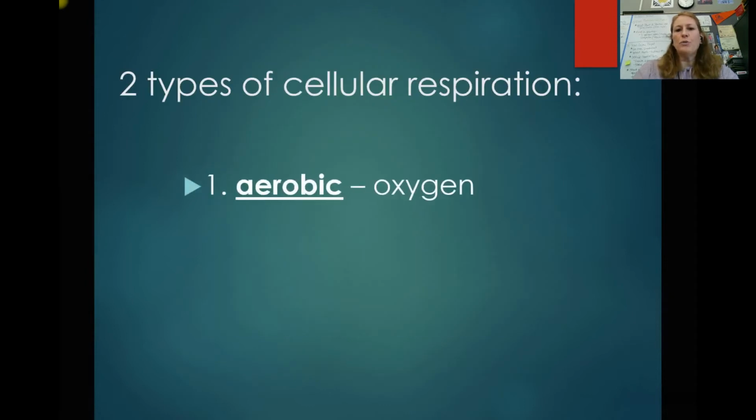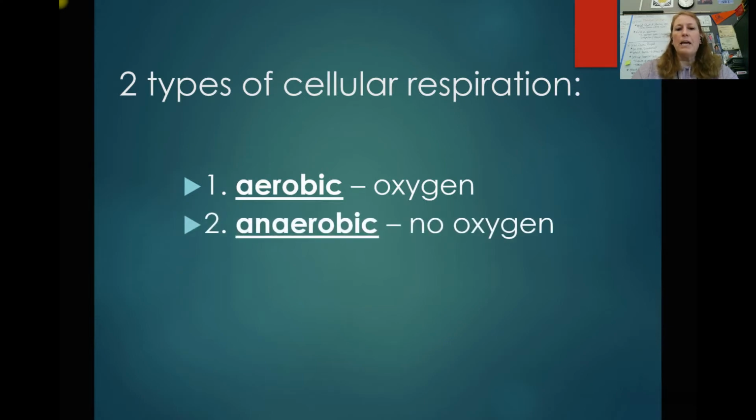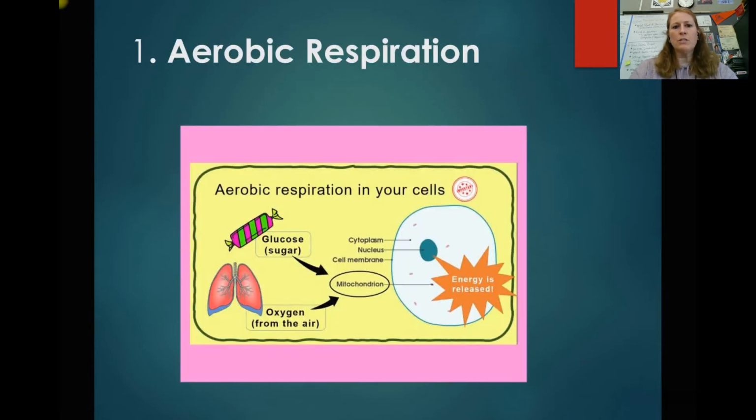There are actually two types of cellular respiration. We have aerobic, and I'm sure you've heard of aerobics. That is with oxygen, so it needs oxygen in order to continue the process. The second is anaerobic. Anytime you see an "an" in front of a term, that means no or not. So this process does not require oxygen. So let's break this down a little bit more and look at each one.